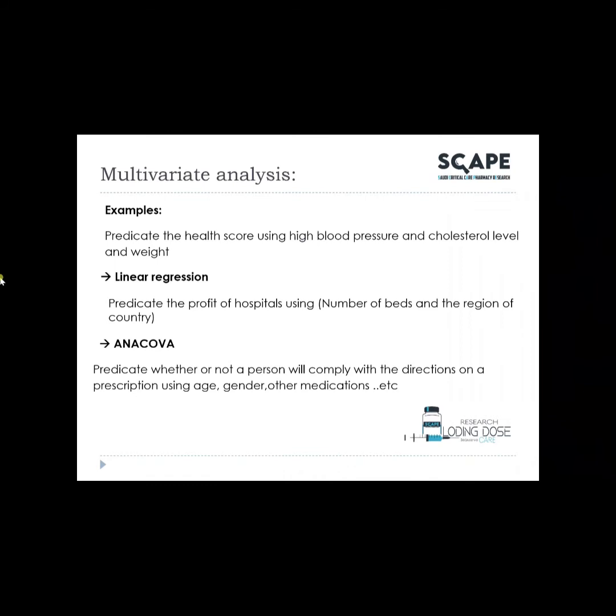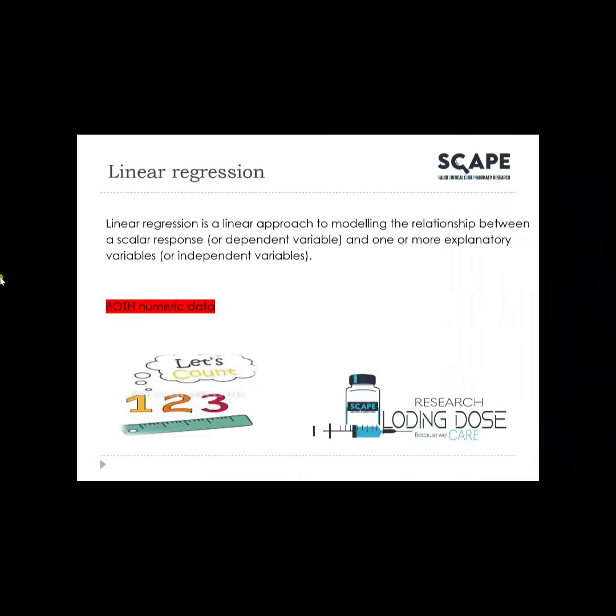Predict whether or not a person will comply with the direction on a prescription using age, gender, and other medications. So here we have whether the person complies with the direction, yes or no. My output here is categorical, and the inputs here are age, gender, and other medication, numerical and categorical, so that will be logistic regression.